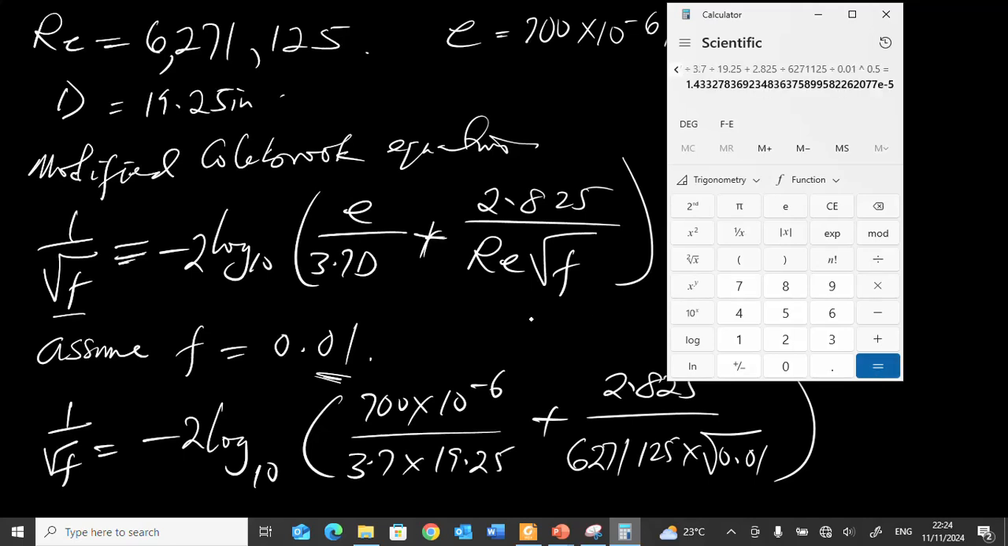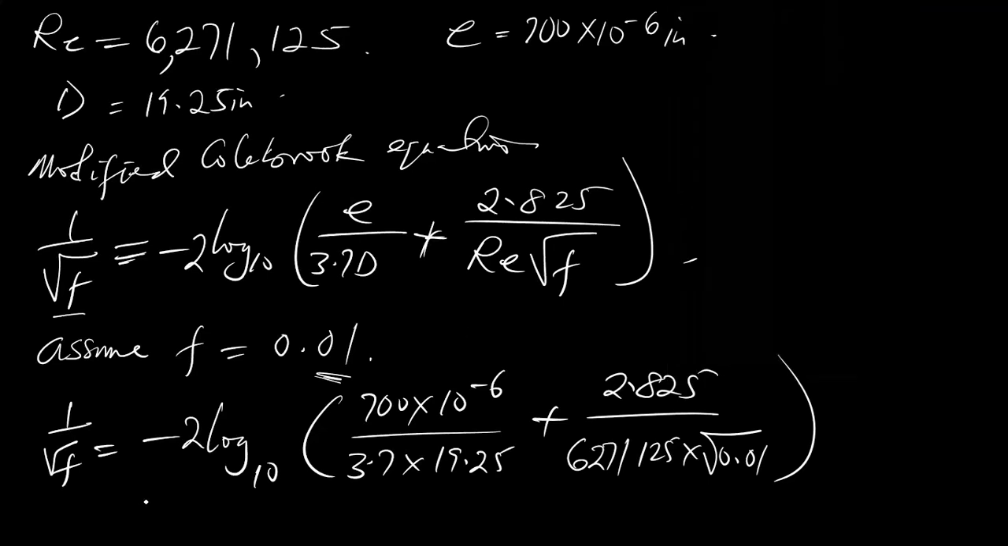So we have this. Now we'll do log of this. We have minus 4.8. So now multiply by 2, minus 2. So we have 9.687. So what we'll get now is this will be equal to 9.6873.